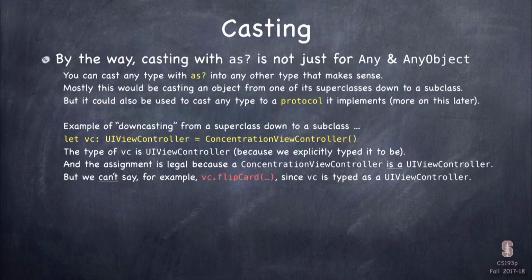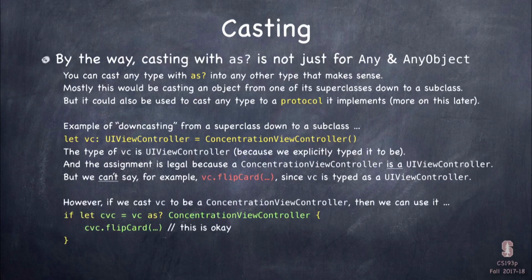So what if I did want to send flipCard to vc? How would I do it? Well, I can cast with as in the exact same way. I can say, if let cvc, ConcentrationViewController, equal vc as? ConcentrationViewController, now cvc is a ConcentrationViewController, and I can send it flipCard.